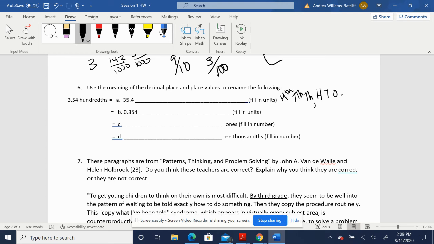Okay, so we are starting out with 3.54 hundredths. We want to move that to 35.4 and then see which unit that is. So first of all, let's show where our 3 hundredths would be. Let's visualize where that would be at. Okay. So I'm going to draw some blank spaces here.